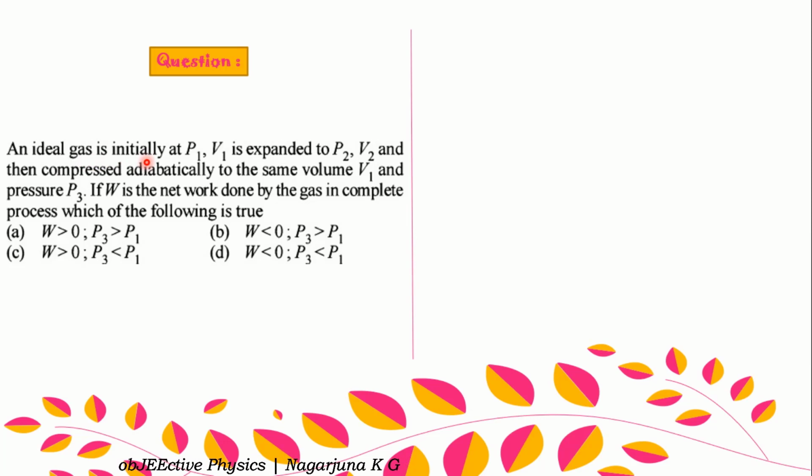An ideal gas initially at P1, V1 is expanded to P2, V2 and then compressed adiabatically to the same volume V1 and pressure P3. If W is the net work done by the gas in the complete process, which of the following is true?